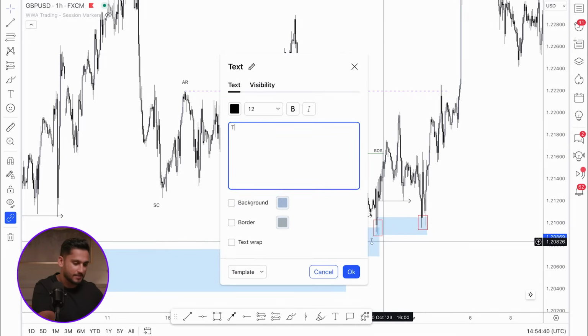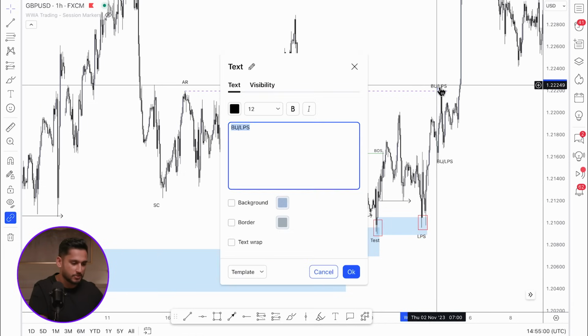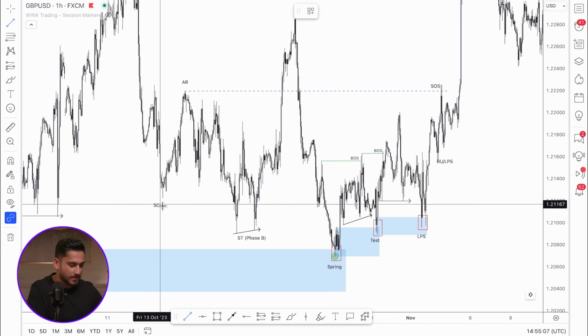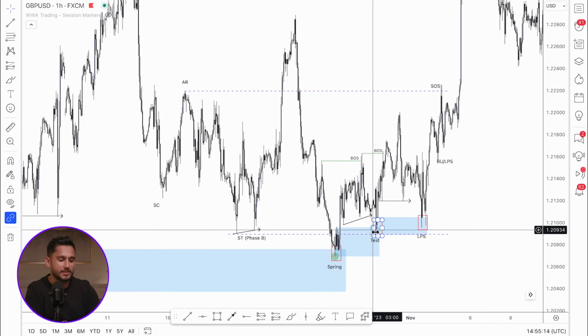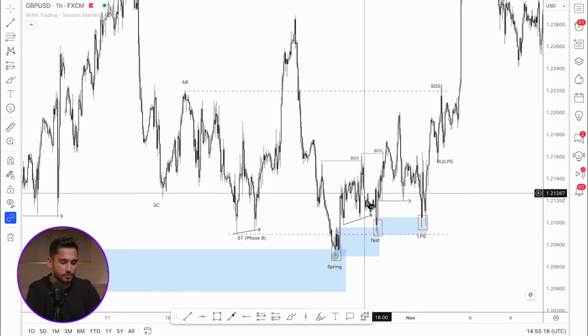So now we have our test, and we have our last point of supply. And this is our sign of strength that's happening to basically end phase D to show our accumulation is almost done. And then we have the ranges of our schematic. So we have our accumulation range where the test is happening at the same phase as the ST. We have our spring right here. We have the internal bullish order flow.